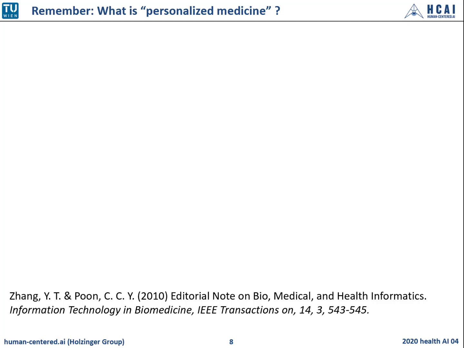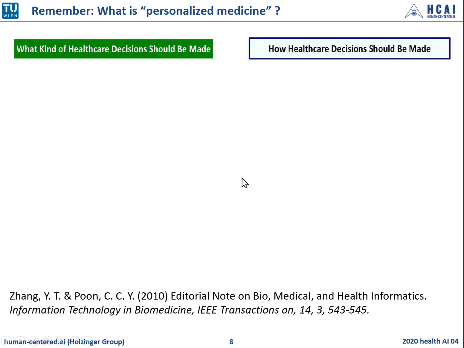And this is a very nice picture. It shows what kind of healthcare decision should be made, because we are always talking about decision support, decision making. And here on the right side, how healthcare decisions should be made. Okay, so what kind of healthcare decisions should be made, how healthcare decisions should be made.